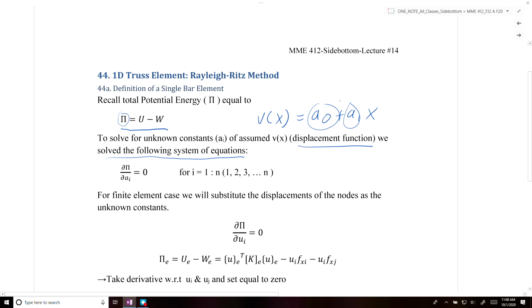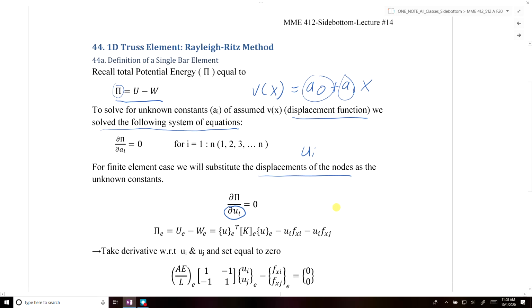Right. So in the finite element case, instead of taking the derivative with respect to a0 and a1, we're going to take the derivative with respect to the displacements at the nodes, and we're going to treat those as our unknown constants. So that's what u of i is. Okay. So if we take the derivative of our total potential energy with respect to u of i, we have to recall that the total potential energy of our element is equal to the U of the element minus W of the element.